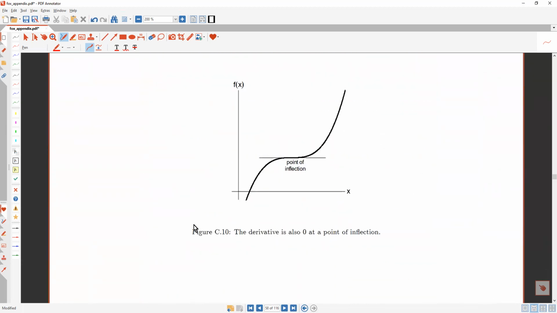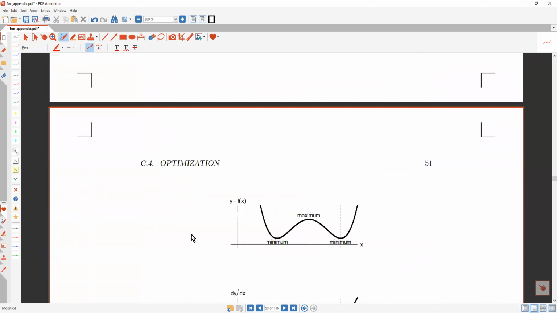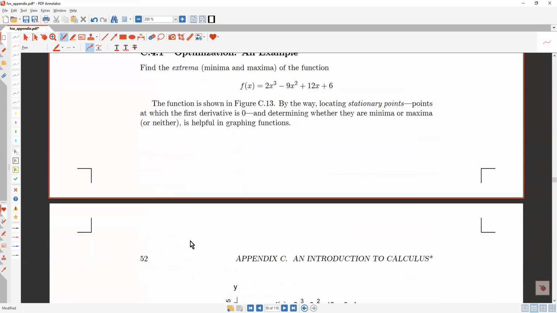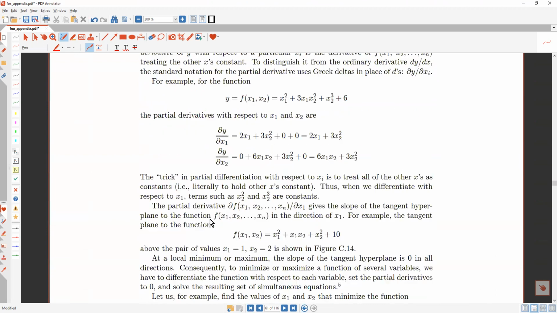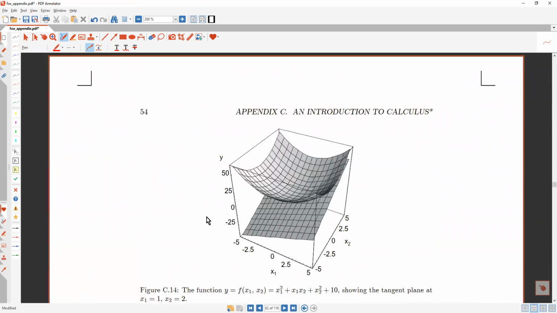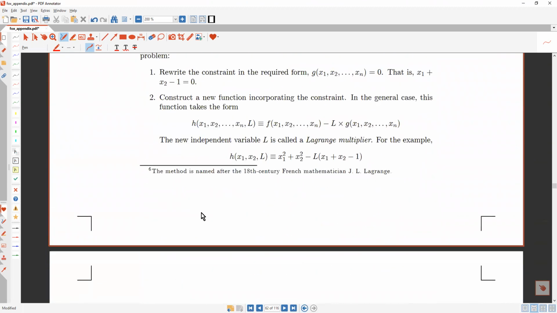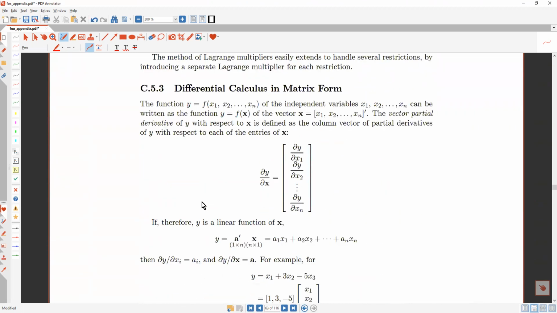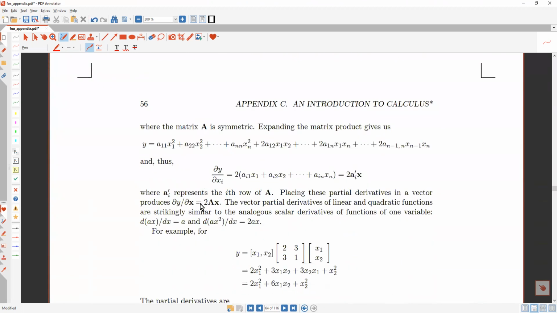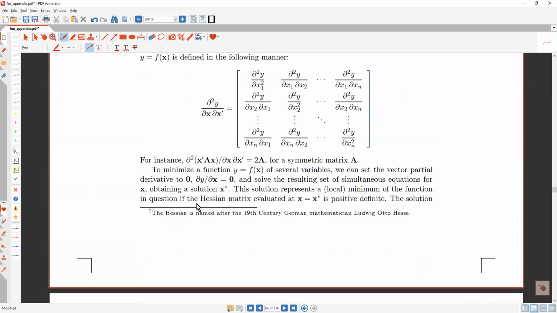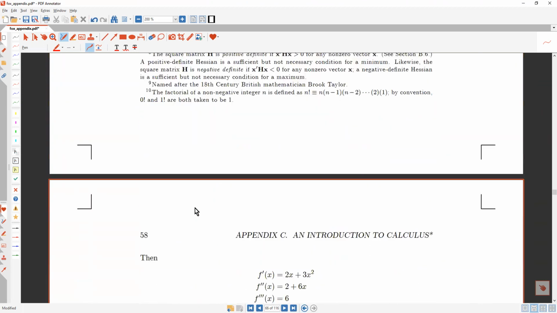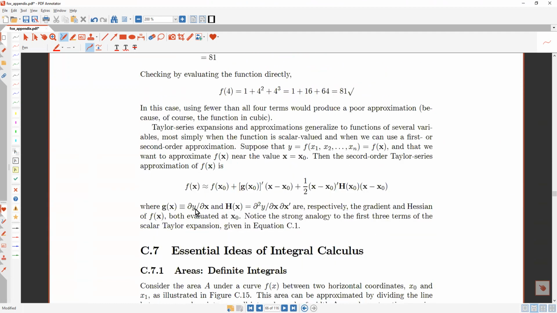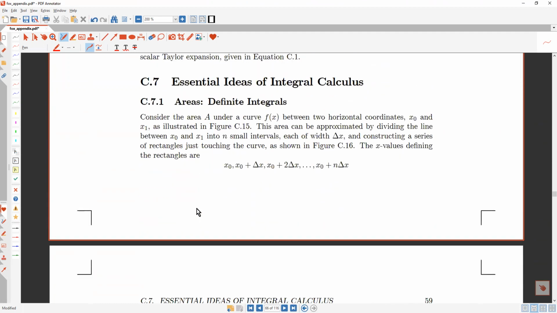Okay, so that's it for our discussion of differentiation. And there's a lot more. There's even multivariable calculus and some other applications. The second big idea to calculus is the idea of integral calculus.